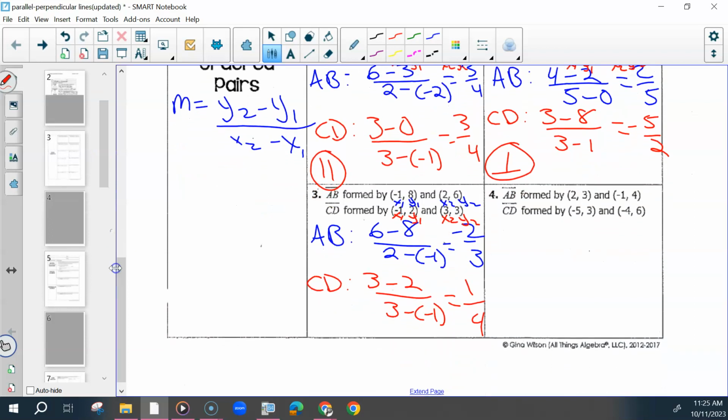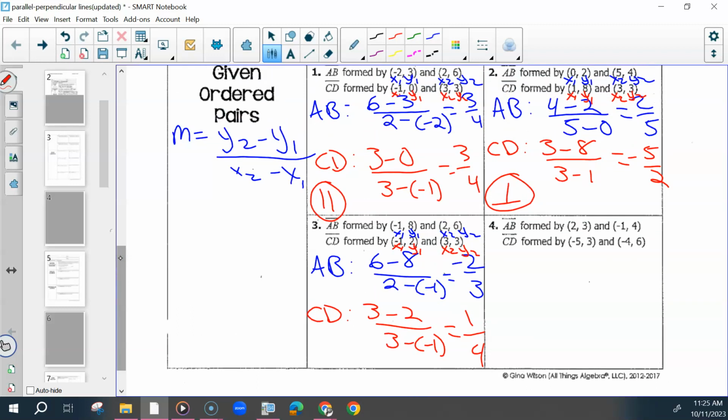All right, questions on how to find if they're parallel, perpendicular, or neither from points? How do you know if they're parallel or perpendicular? By looking at the slope. So if they're the same, they're parallel. If they're negative reciprocal, so opposite, but one positive and one negative, they're perpendicular. This one wasn't either of those cases. I didn't write the answer, but it was neither.